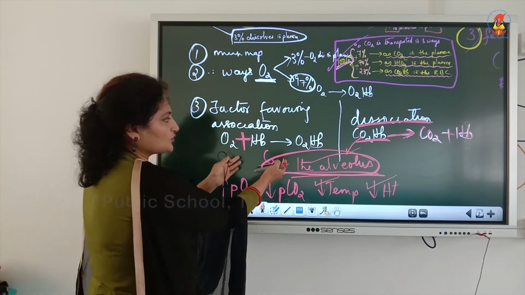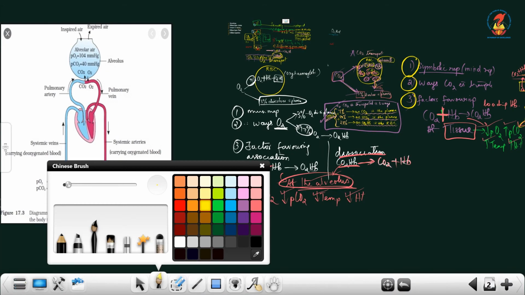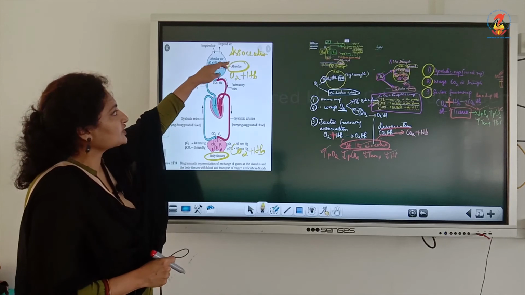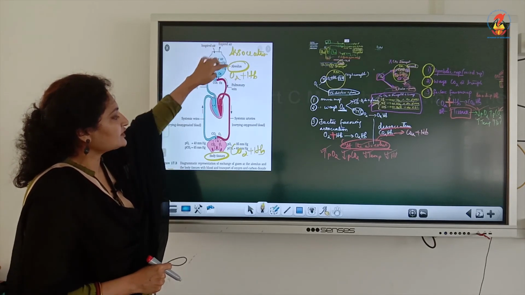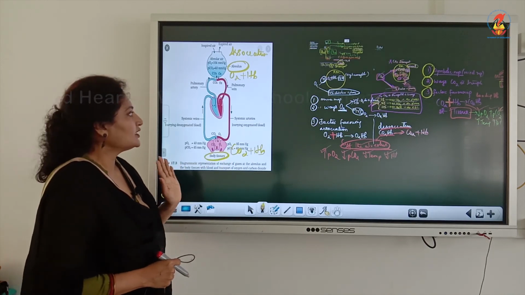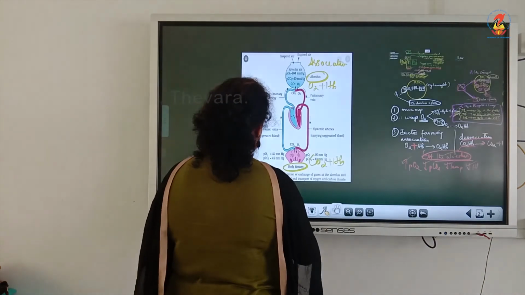So let's look at this association with respect to the schematic diagram, the 17.3 diagram. I am only concentrating on association. See here, association of oxygen with hemoglobin is taking place at the alveolus, and association of carbon dioxide with hemoglobin is taking place at the body tissue. So don't get confused. Association of oxygen with hemoglobin is at the alveolus, and association of carbon dioxide with hemoglobin is at the tissues. Clear? Now incorporating it into our first steps.